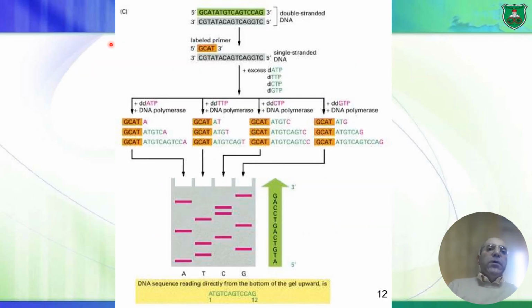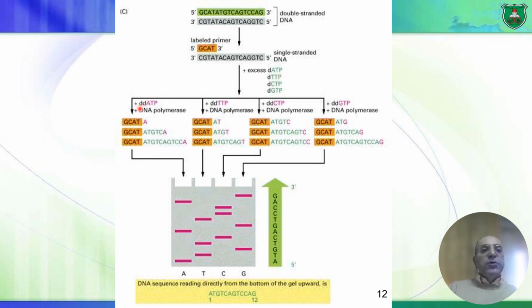Okay, so here we have double-stranded DNA and we want to sequence, let's say, this strand right here. We add a primer. We separate the two strands and we add a primer. The primer is labeled. Okay, so that's labeled primer. We add the four substrates.